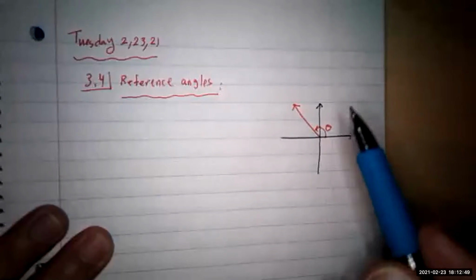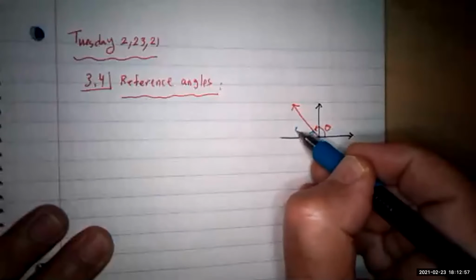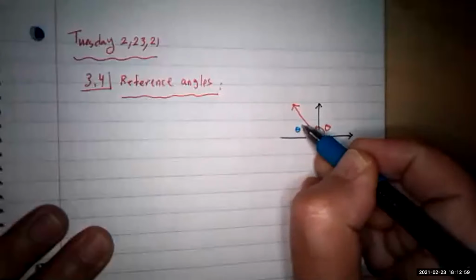You see, look at this angle. This is a terminal side, and this again is going to be the x-axis. So there is going to be an acute angle between the terminal side and the x-axis. This angle, I'm going to denote it by theta prime. This angle is called the reference angle of theta.